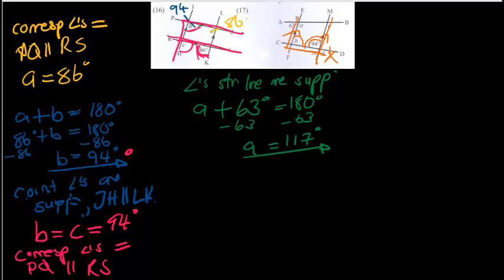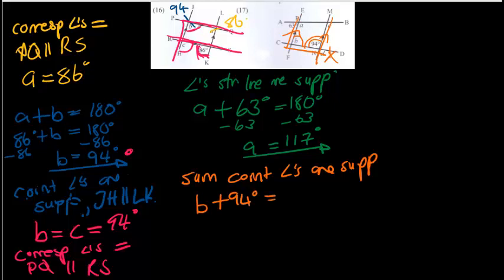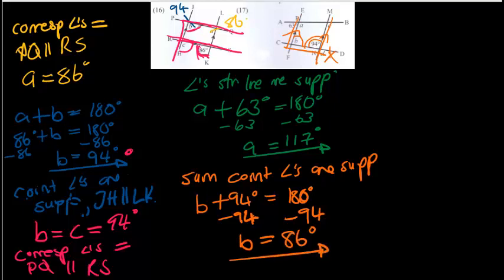So what am I going to say? I'm going to say B, or let's do the reason first. Sum of co-interior angles are supplementary, or they equal 180. So B plus 94 degrees equal 180 degrees. Minus 94 on both sides, B is equal to 86 degrees. Remember your degree sign. So now I know that B is 86, and I also know that A is 117.